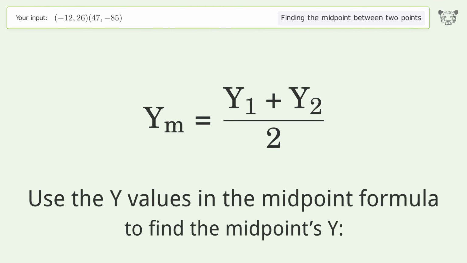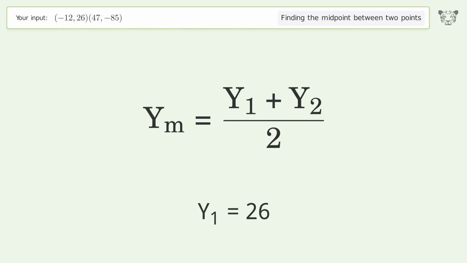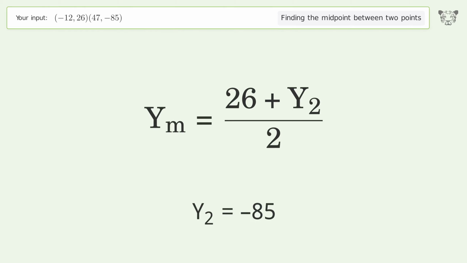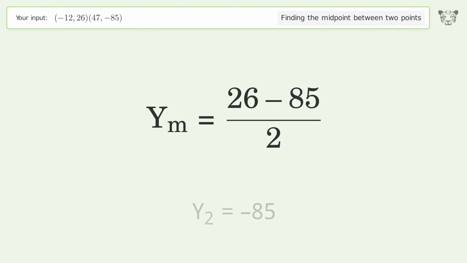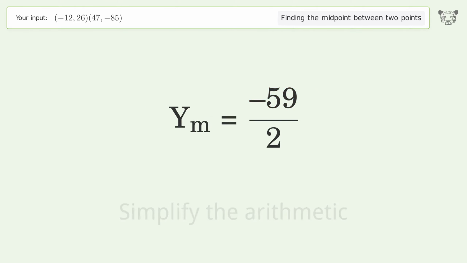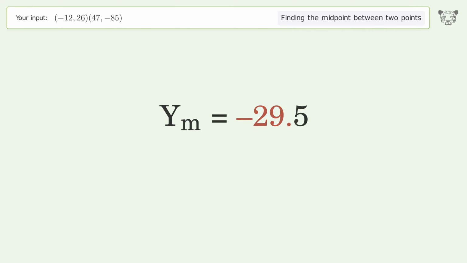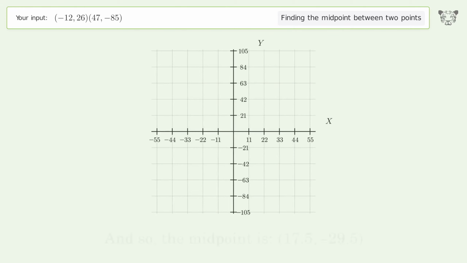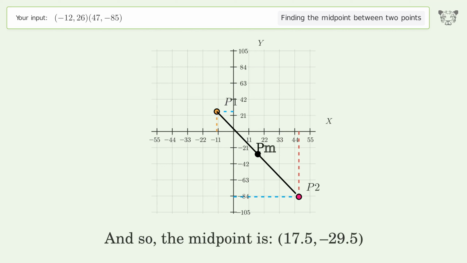Use the y values in the midpoint formula to find the midpoint's y. y1 equals 26. y2 equals negative 85. Simplify the arithmetic. And so, the midpoint is 17.5, negative 29.5.